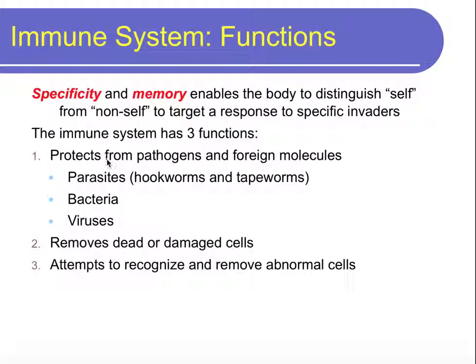So, that being said, the three functions of the immune system are to protect us from pathogens, foreign molecules that may invade our body. So, parasites like hookworms and tapeworms, bacteria, and viruses. It also removes dead or damaged cells or cells that have become abnormal. So, not only does it protect us from foreign things, it also protects us from our own cells that have become damaged or altered.